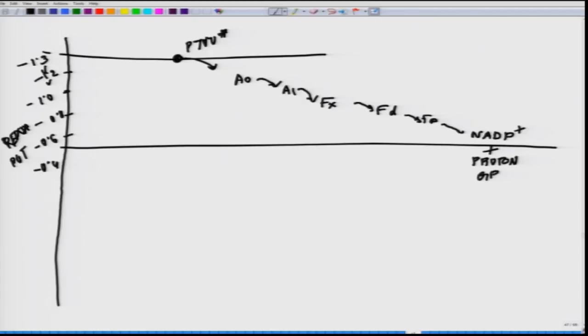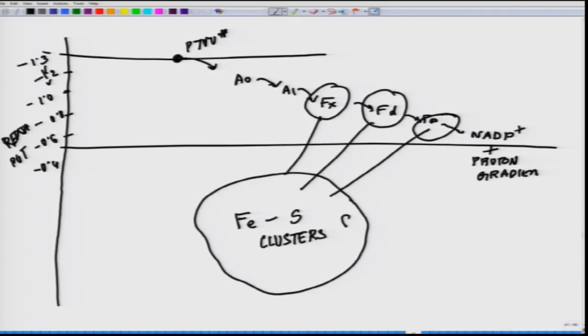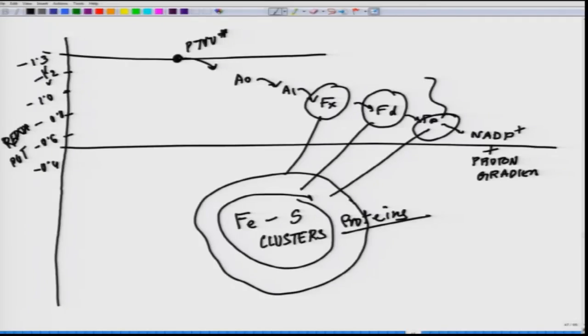proton gradient. Now, if you look at these compounds, these are all iron sulfur clusters embedded on proteins, and this is precisely the reason. So, these are the different electron acceptors which are iron sulfur centers, then you have FP as the flavoproteins, you have ferredoxin, NADP plus reductase and a series of them. It is not important that you know all the names. What is important is that FX is your iron sulfur center, FP is the flavoprotein.